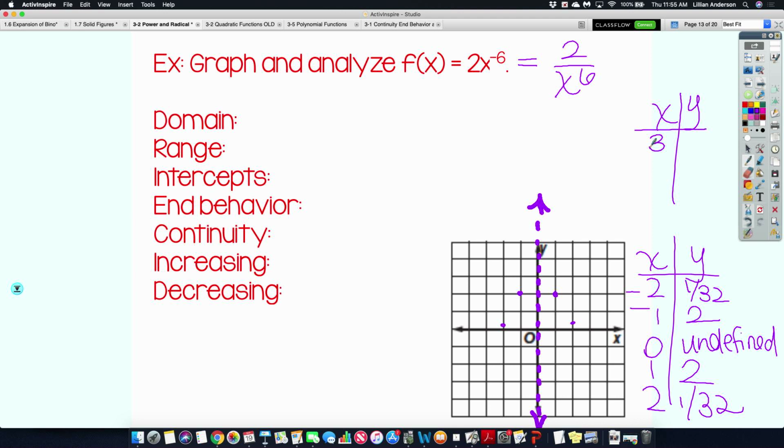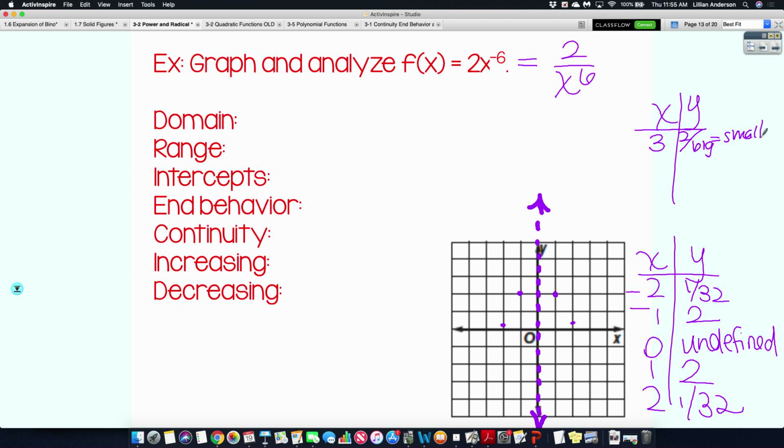You have 2 over a really big number. 2 over a big number is a really small number, is it not? So at 3, it's going to be a really small number. Is it going to be negative though? It's going to be very close to 0. Same thing's going to happen when I plug in 4. Same thing's going to happen when I plug in 5. It's going to be so small that that number is going to get very, very close to what number? To 0. It's never going to pass 0.